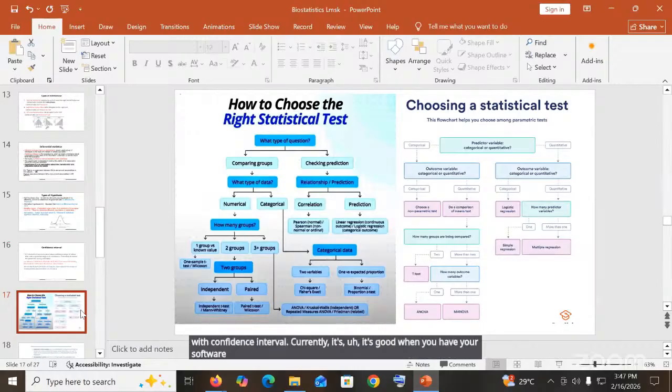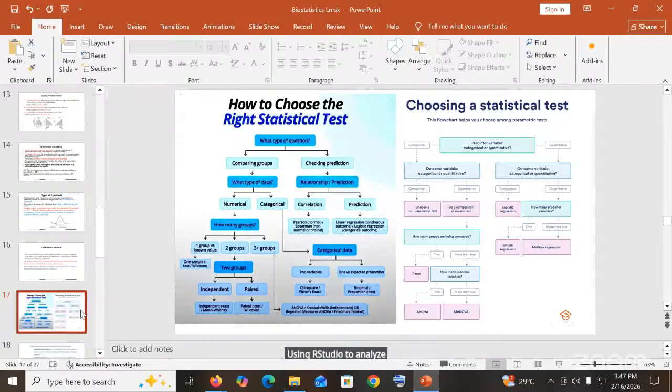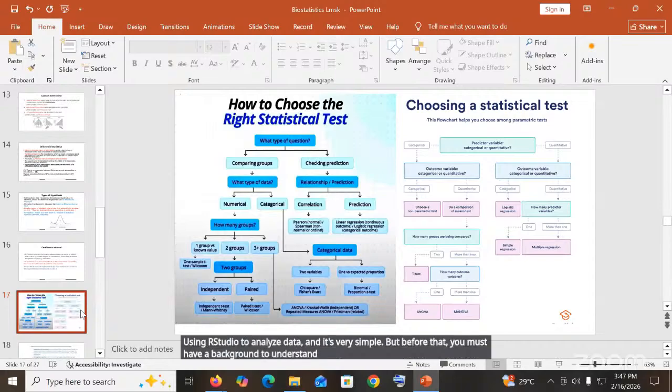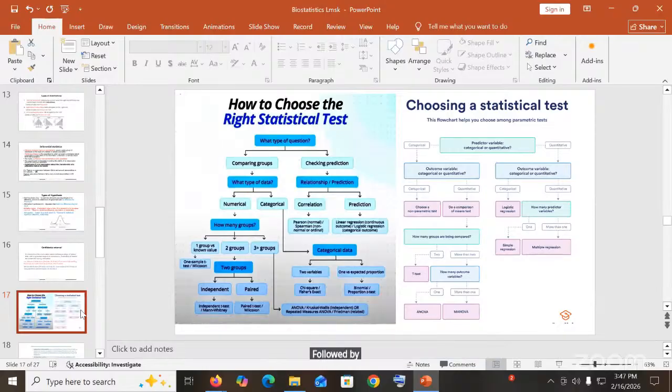You need to understand when you are able to do this, and for example, you're using SPSS, you're using RStudio, which I look forward in future to have a session whereby we can pull ourselves and do RStudio, using RStudio to analyze data, and it's very simple. But before that, you must have a background to understand how you are going to analyze this data. At what stage are you going to give descriptive statistics, followed by inferential statistics?